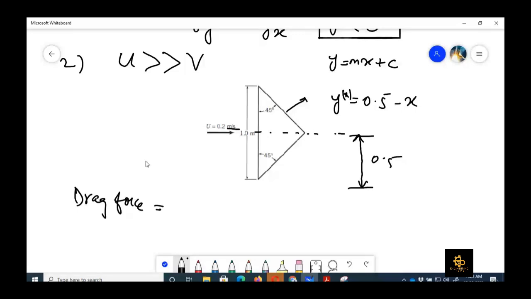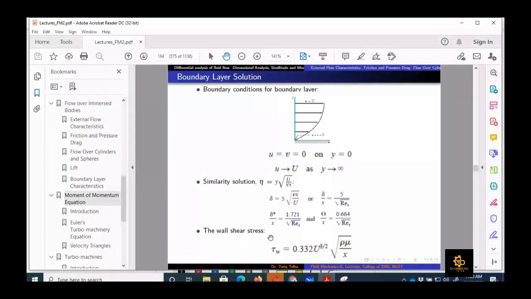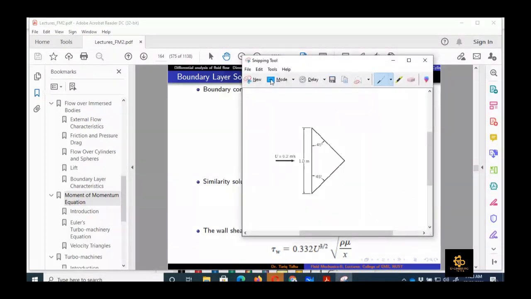Now we need to calculate the drag force on this plate. For the calculation of drag force, we need to calculate tau omega into the area of this plate. So how can we calculate tau omega for this flat plate? Because this is a boundary layer flow, we are going to use this relation, which I am going to copy here.